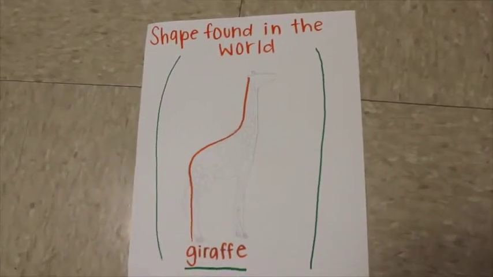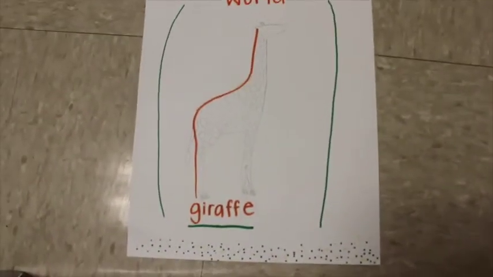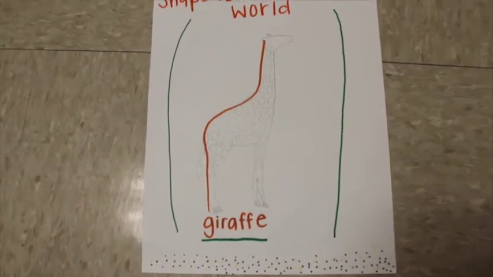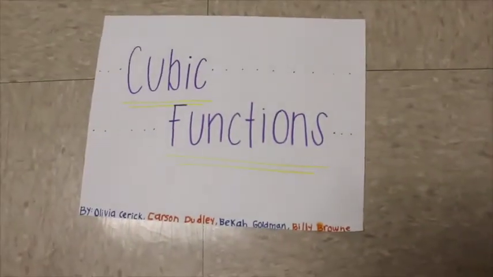Shapes found in the real world. We said that a shape found in the real world is like a giraffe, because the line on the back of a giraffe is just like the line graphed on the graph. And that is how you do cubic functions.